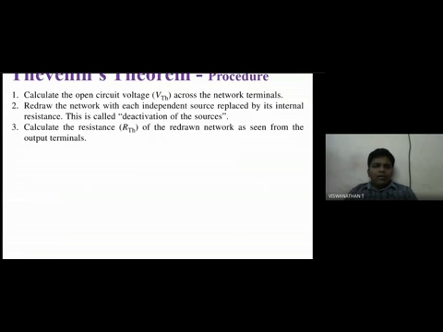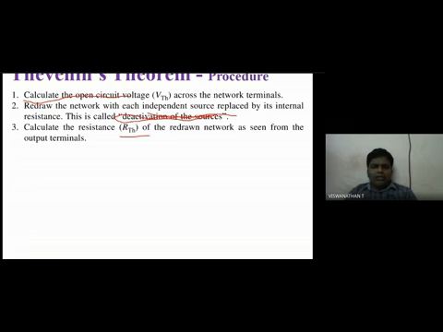Next, the Thevenin's theorem procedure. The first step is to calculate the open circuit voltage. Then we need to identify the deactivation of sources. What is deactivation of sources? It is nothing but independent sources being replaced by their internal resistance. That process is called deactivation of sources. The third step is to calculate the R Thevenin. By using V Thevenin and R Thevenin, we can easily calculate the RS.